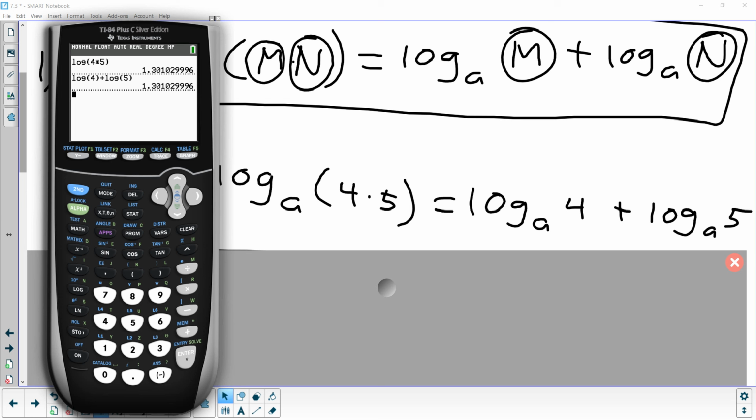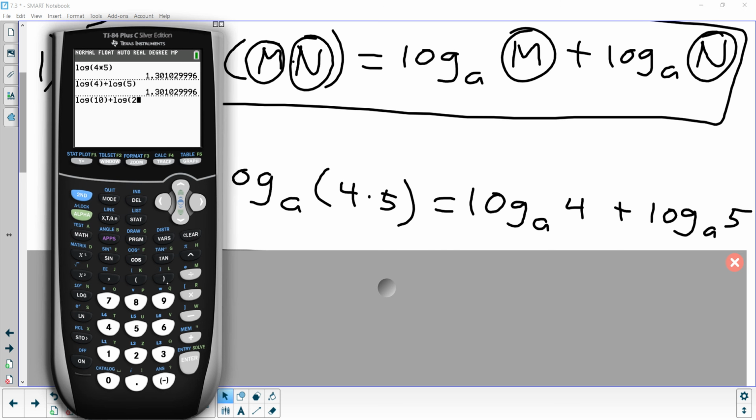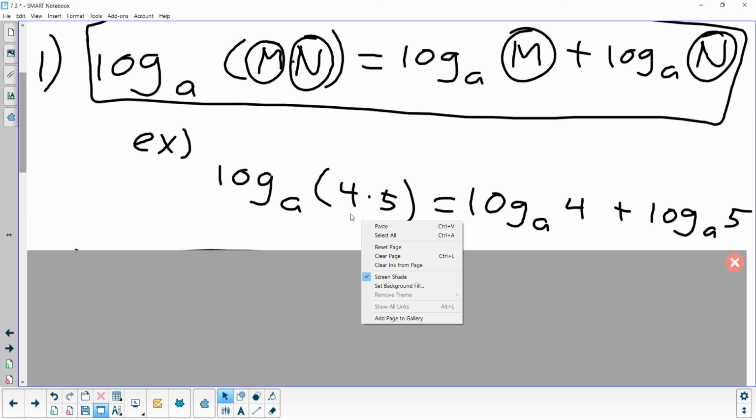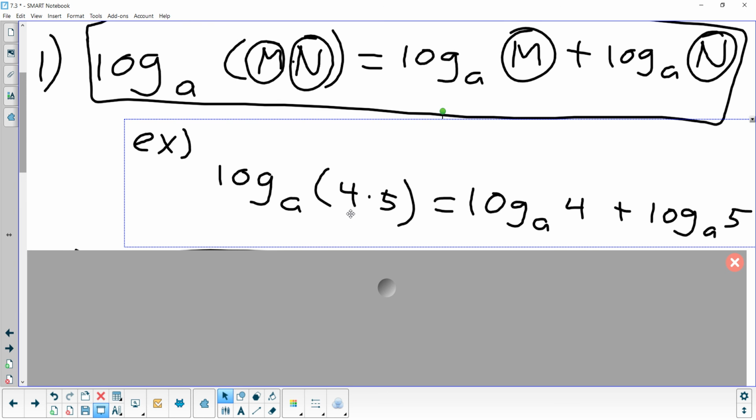Yep. Number 2. You could also split this up into a 10 and a 2. Instead of doing 4 times 5, let's say we did 10 times 2. That would be log 10 plus log 2. There you go. Comes out exactly the same. So the point is, you can always split multiplication up as a sum of two logarithms.